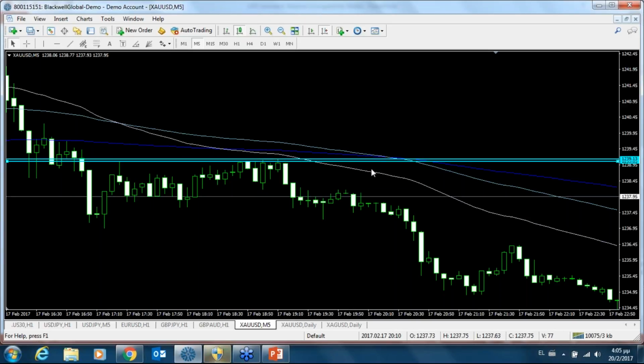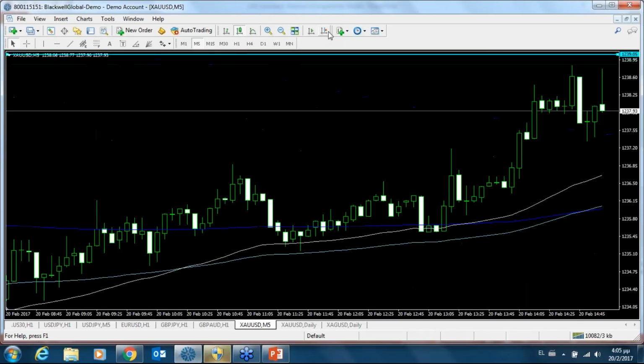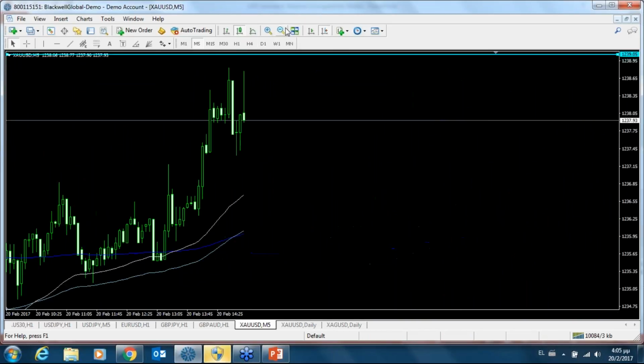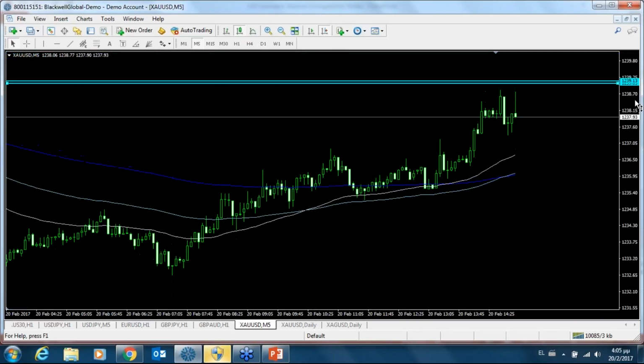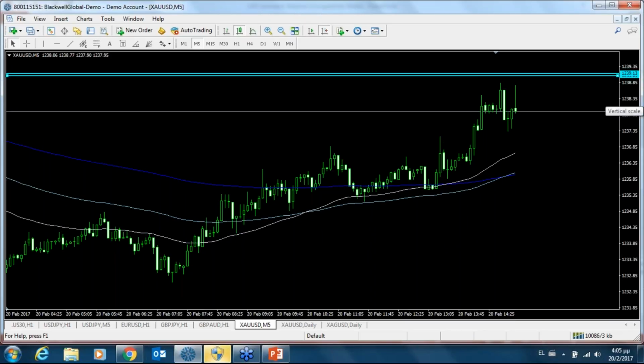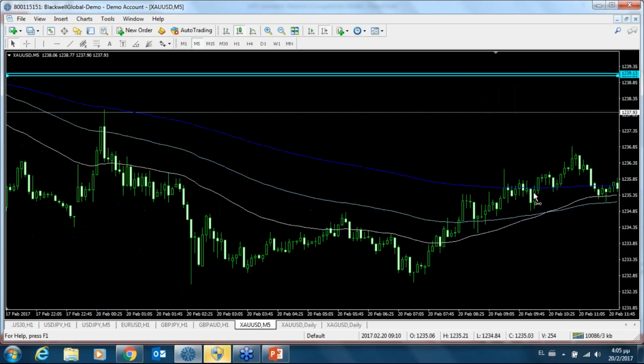So okay, the zone is not that far apart, but we see that as a potential resistance zone, let's say. Okay, so I'll move that one down. This is based on the 5 minute chart. So there you go. You've got prices here.